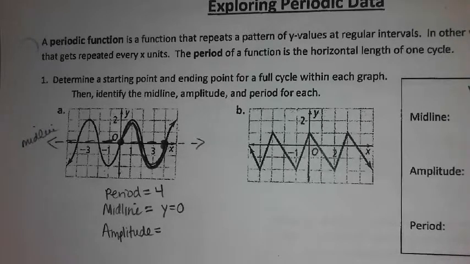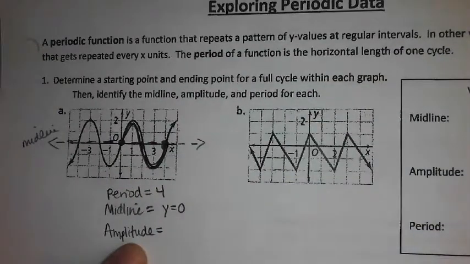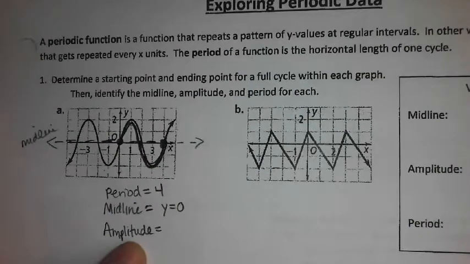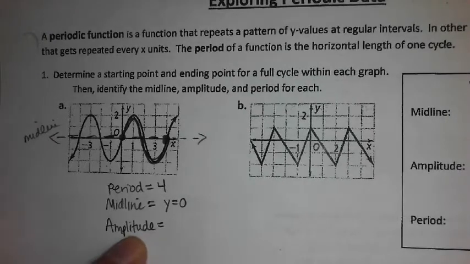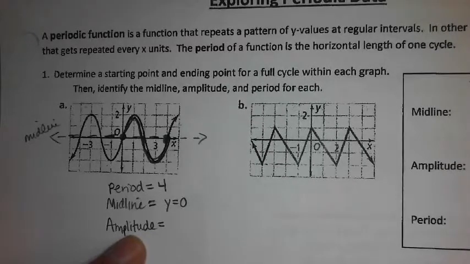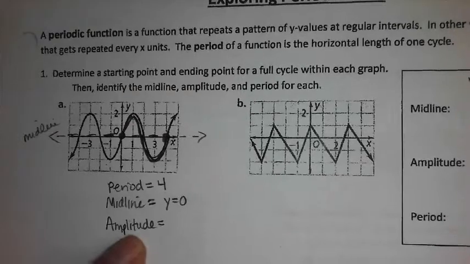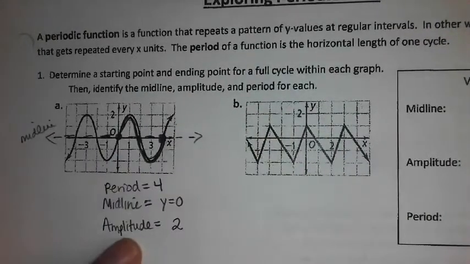So amplitude is, in this case, to go back to Isaiah because he gave the best definition here, the amount that the graph goes above and below the midline, which should be the same number, whether you look at how far above the midline it's going or how far below the midline it's going. It should be the same, right, because the midline's in the middle. And so how far above the midline is this going? 2 units, so the amplitude is 2.